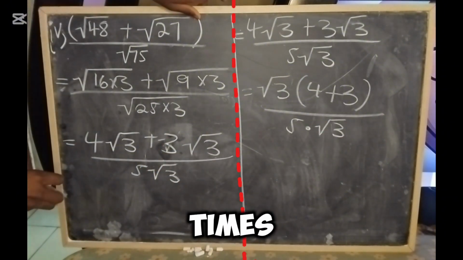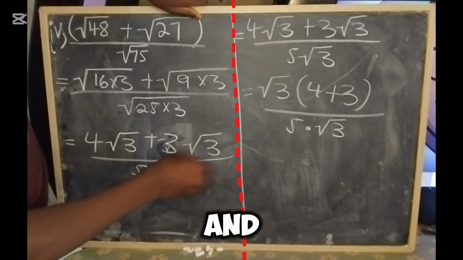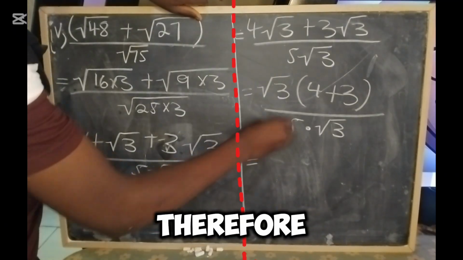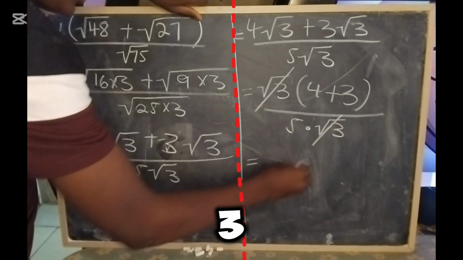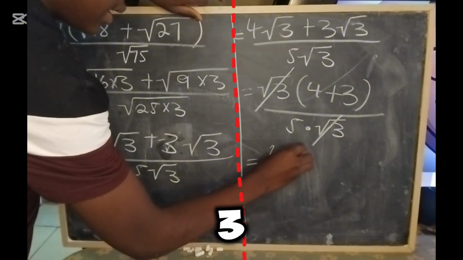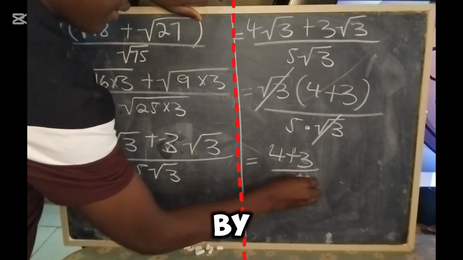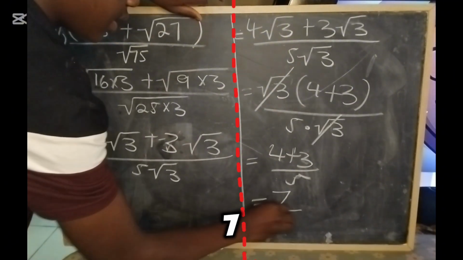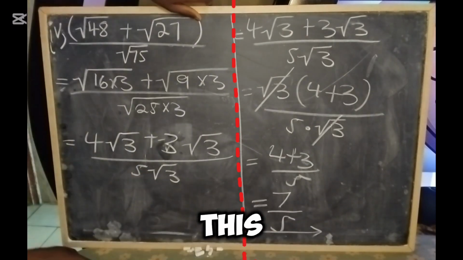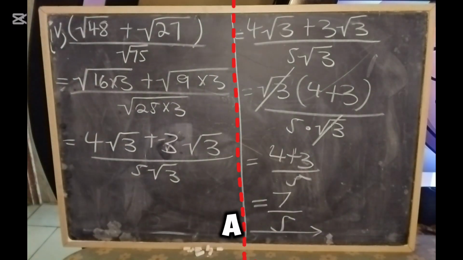Why are we saying times? Because the only thing bonding 5 and the square root of 3 is multiplication. So therefore, the square root of 3 will cancel the square root of 3. Then you're left with 4 plus 3, all divided by 5. Then your final answer is 7 over 5. This is how you do this kind of question.